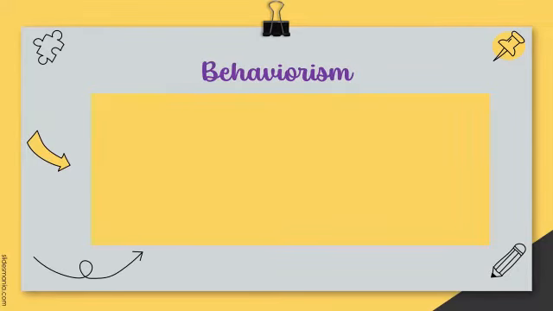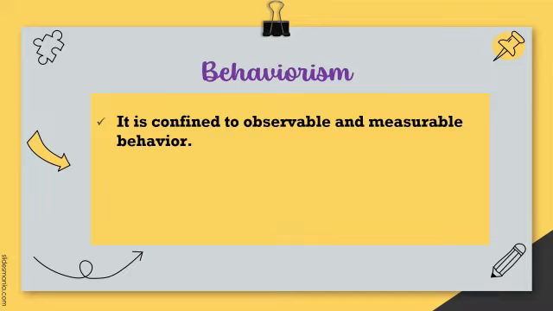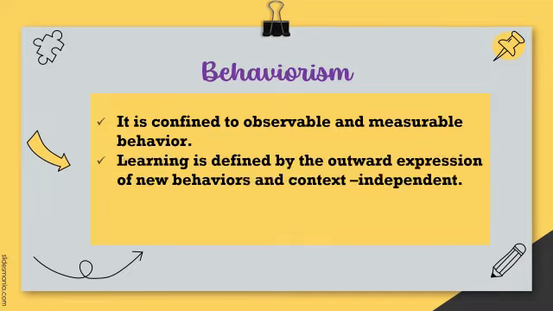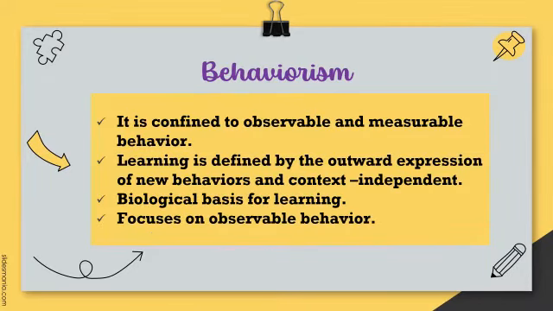Behaviorism is confined to observable and measurable behavior. Learning is defined by the outward expression of new behaviors and is context independent. It is a biological basis for learning and focuses on observable behavior.